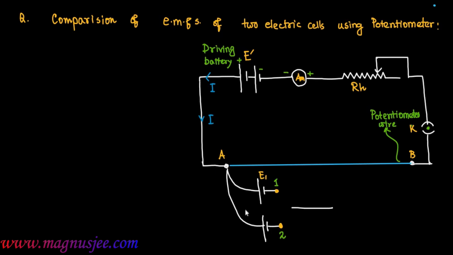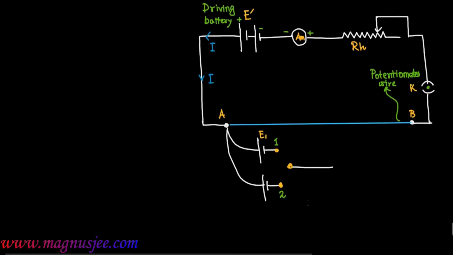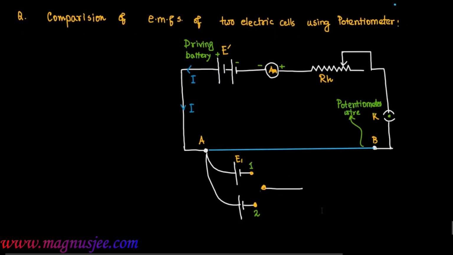The second electric cell has the E.m.f. E2, and the common terminal of the two-way key is denoted by 3. This is the two-way key, having 3 terminals. To the terminals 1 and 2, the two electric cells are connected.